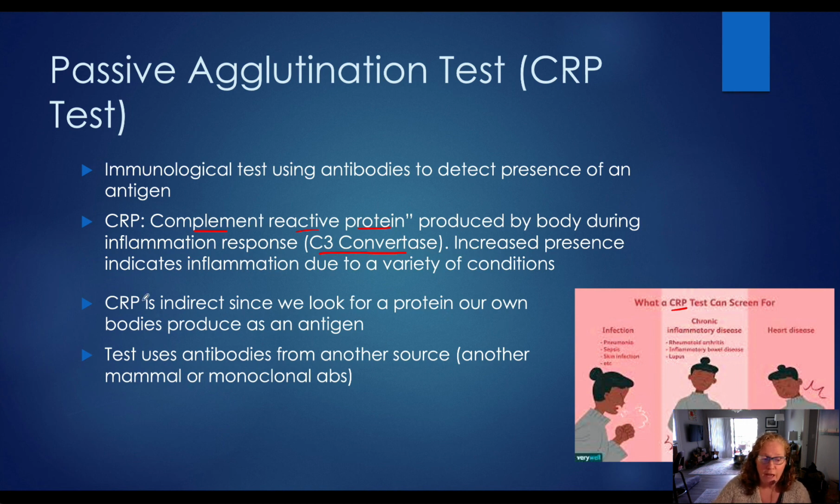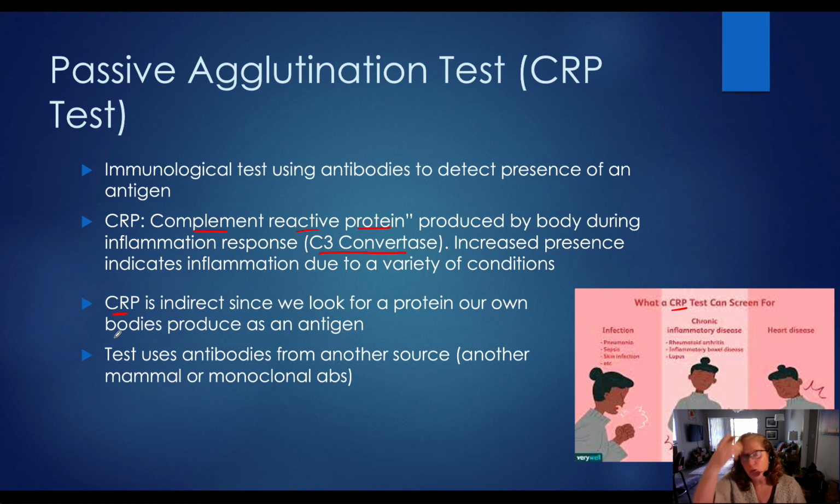But the problem we have in testing for CRP is that CRP is produced by our own bodies. This means that we are not going to produce antibodies against it. We don't naturally or normally produce antibodies against our own proteins. This means that we must use what's known as an indirect agglutination test.